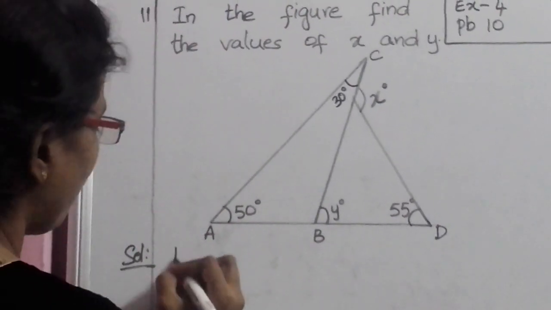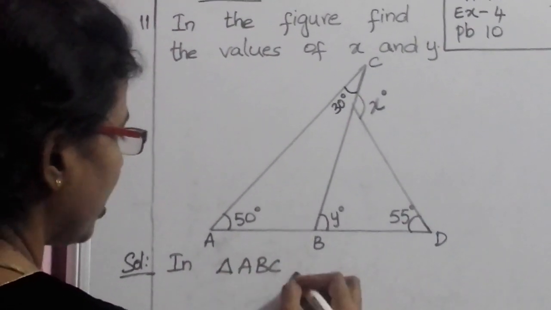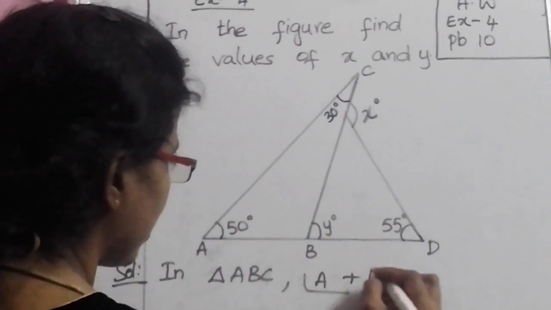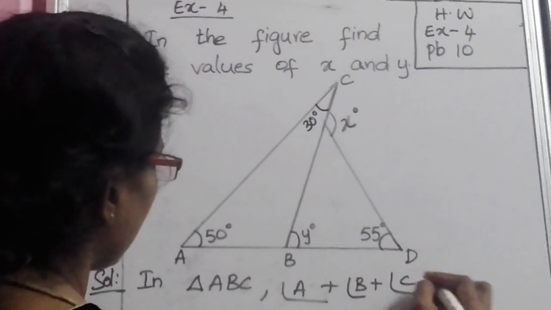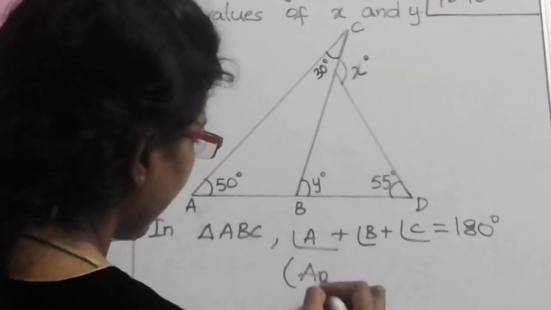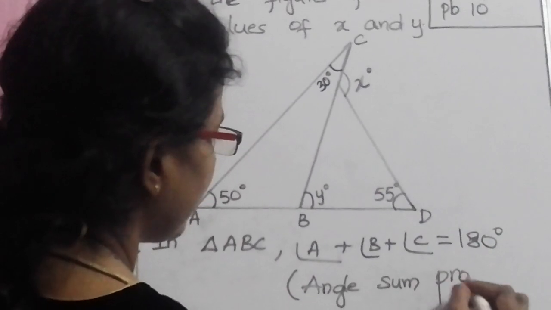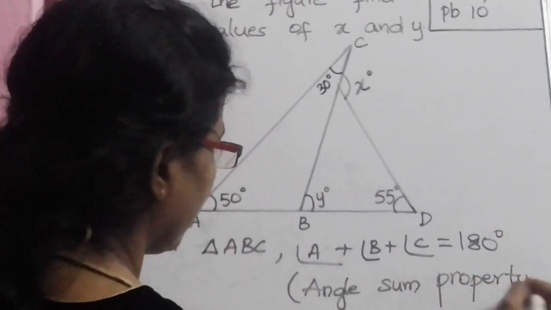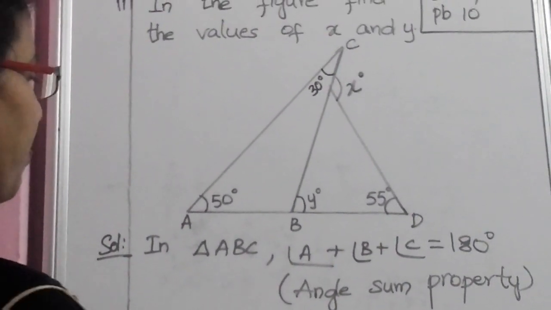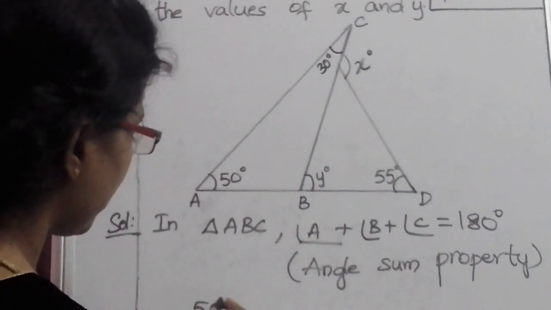So here in triangle ABC, we are taking the triangle ABC. In this, angle A plus angle B plus angle C is equal to 180 degrees. What is the reason? Angle sum property. Which property are we using? Angle sum property. Now, angle A they have given us 50 degrees.